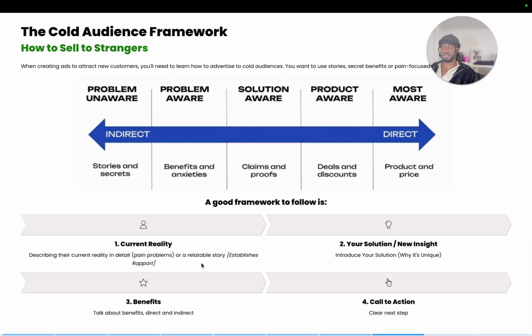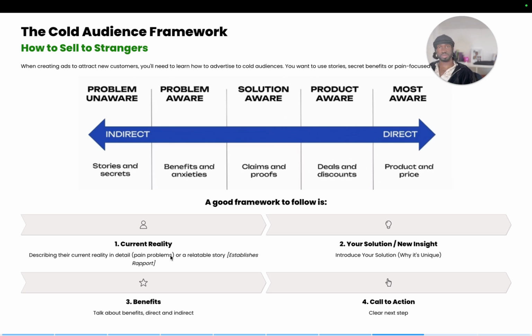So a good framework to follow is your current reality. You want to describe not your current reality, your customer's current reality. You want to describe their current reality in detail, right? This can be through you saying it specifically, or this can be indirect, where you're sharing a story of someone who's very similar to them, right? That's what they did in the ad above, with the 47 Skins ad.